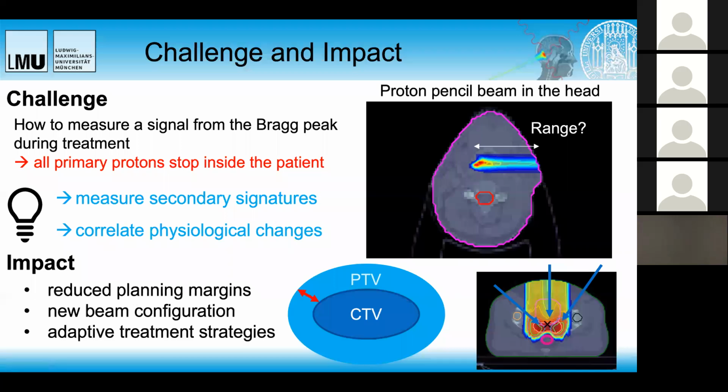It could also allow us to do more adaptive treatment strategies. And in the end, we can improve the patient treatment, because this is the main motivation, so to say.